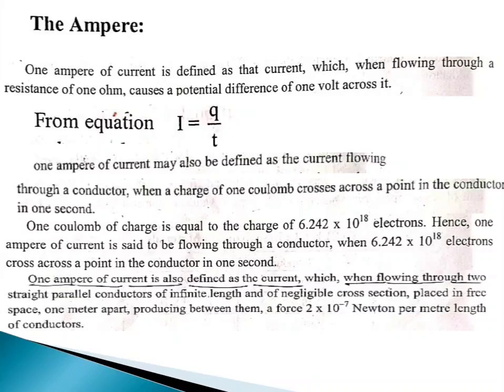So we can define it as I = q/t. 1 ampere of current may also be defined as the current flowing through the conductor when a charge of 1 coulomb crosses a point of the conductor in 1 second. So the unit of the current is ampere.